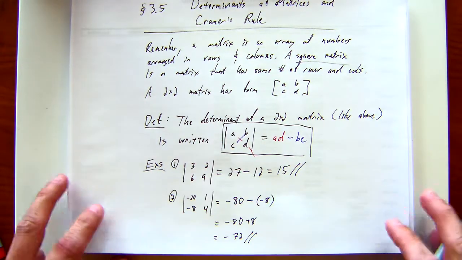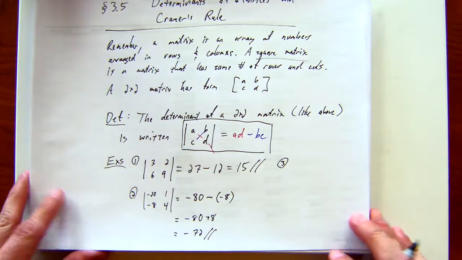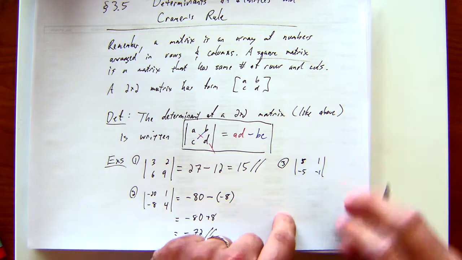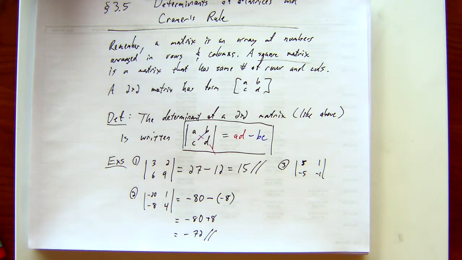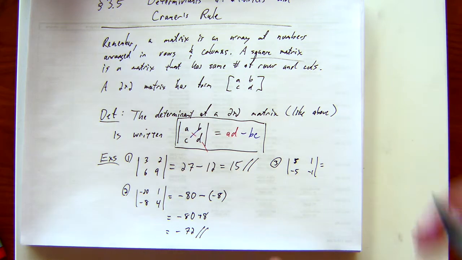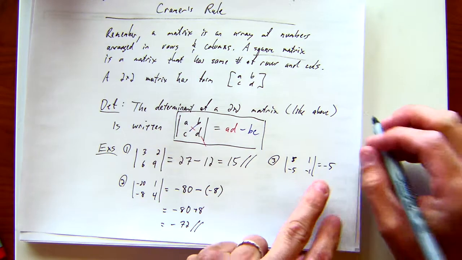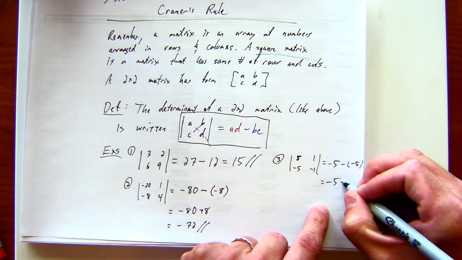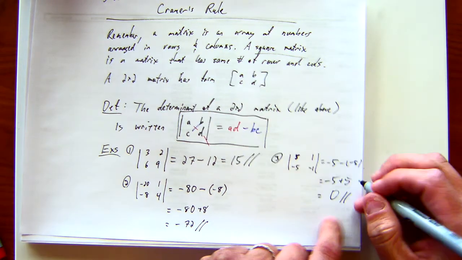This is example 1, example 2, example 3. Determinant of 5, 1, negative 5, negative 1. Everyone try that on their own. You probably want to try it on your own because the next one's your problem of the day. So this is a negative 5 minus a negative 5. And this is negative 5 plus 5. And this is equal to 0. How many of you got that?